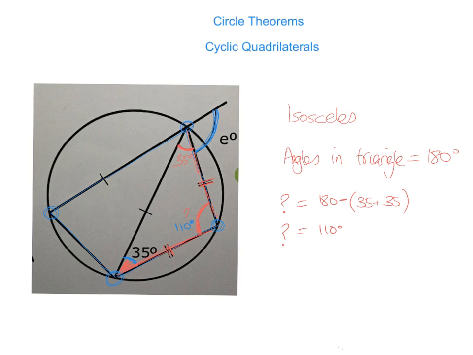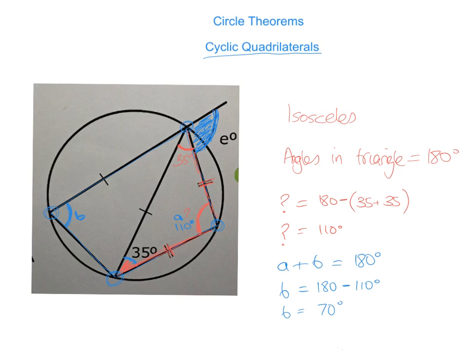So we know that this angle here, I'll write it in blue, is 110 degrees. Now how does that help us find this angle, the one we're looking for? We can work it out because we know that opposite angles in a cyclic quadrilateral add up to 180. If we call this angle B, and let's call this angle A, then A plus B must equal 180 degrees. So B must equal 180 minus the size of angle A, which is 110 degrees, which means that B is 70 degrees.